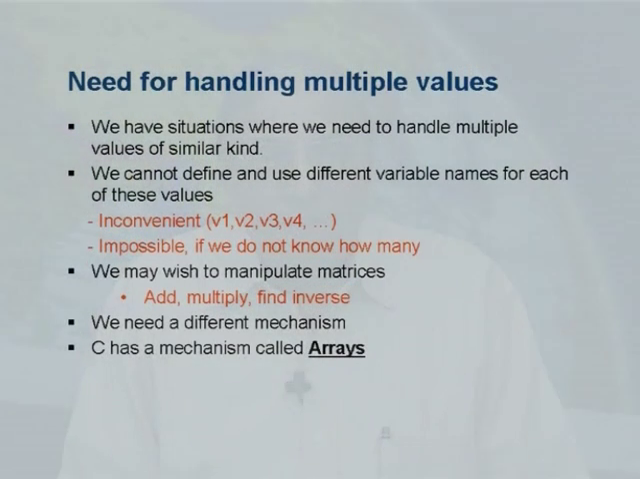Further, we extend this concept by saying that we may wish to manipulate matrices. We may want to add two matrices. We may want to multiply two matrices. We may want to find the inverse of a matrix. Now, in such operations where the matrix itself is a collection of similar numbers, values, we cannot handle them through the conventional mechanism of representing a value by a variable. Therefore, we need a different mechanism. We then note that the C programming language provides a mechanism called arrays. We may also note at this stage that every programming language that is used by people generally has an intrinsic provision of defining arrays, not of one dimension but of multiple dimensions.